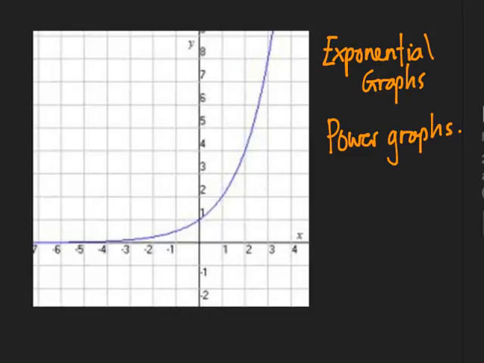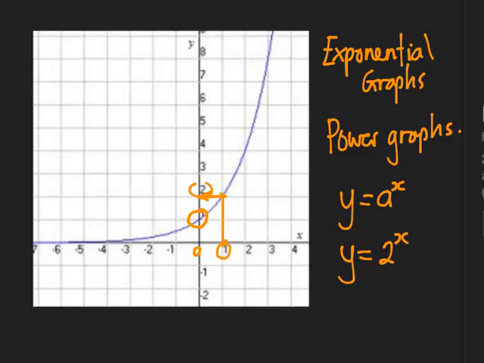We're looking at exponential graphs or power graphs. The general formula is y equals a to the power of x. The key thing is to look at where x is 0 on the x-axis and where it crosses the y-axis, and the 1 point on the x-axis where it crosses the y. So for this graph, the equation is y equals 2 to the power of x because it crosses at the point 1, 2.